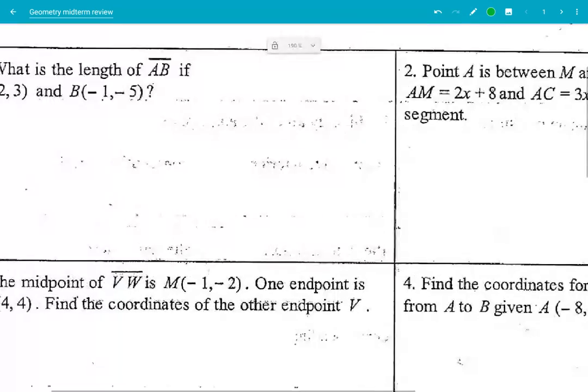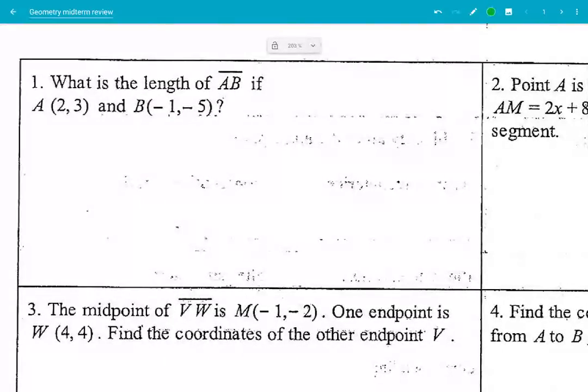Okay, what is the length of segment AB if A is this and B is that? So we need to find the length, which means we need to use a distance formula. This is exactly what I wanted to do for the first problem. So let's see. The distance formula is this long, ugly thing.